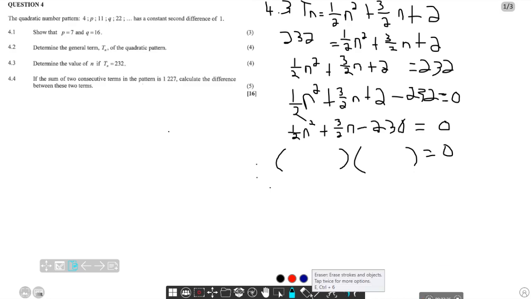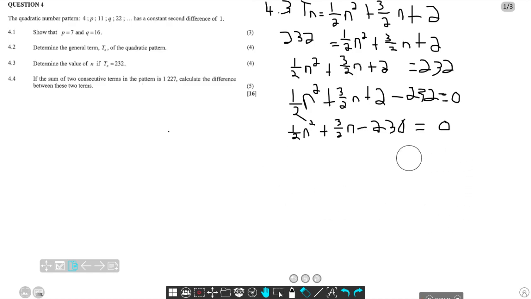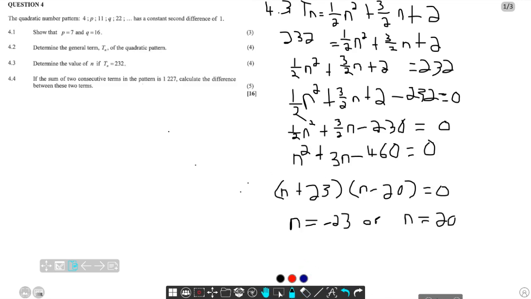But before we do that, you need to first pick out your highest common factor. You need to pick out your highest common factor before you put in the sets of brackets. Can you see what our highest common factor is? So after factorizing, we're going to have two answers. We're going to have n is equal to negative 23 or n is equal to 20.